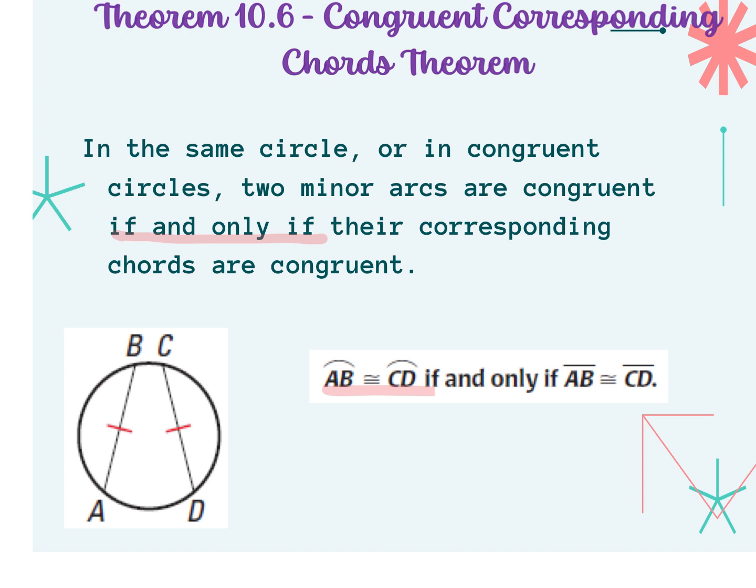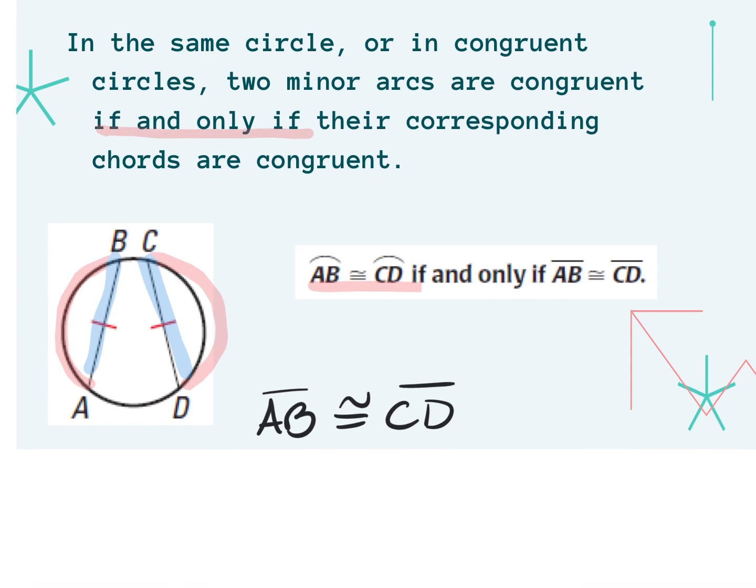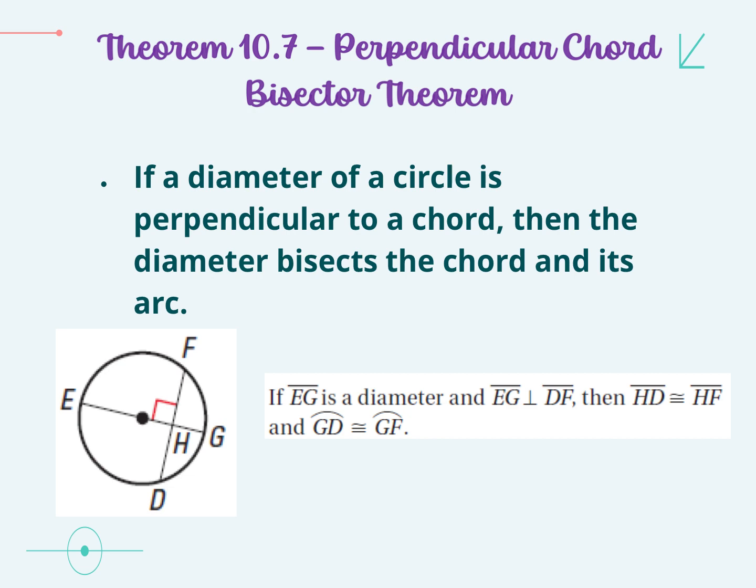So here, if they tell you that arc AB is congruent to arc CD, then you can conclude that the corresponding chords are congruent. Or they could have started out by telling you that chord AB is congruent to chord CD, and then from that statement, you can say that arc AB is congruent to arc CD. They'll start out by giving you one or the other, and that's because of the words if and only if. So the next theorem is called the perpendicular chord bisector theorem.